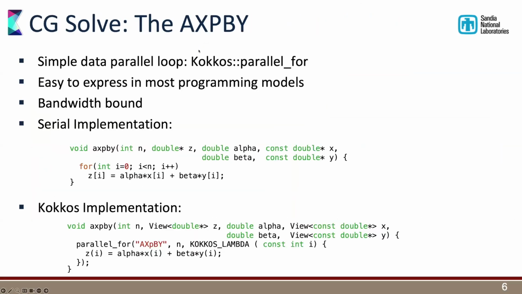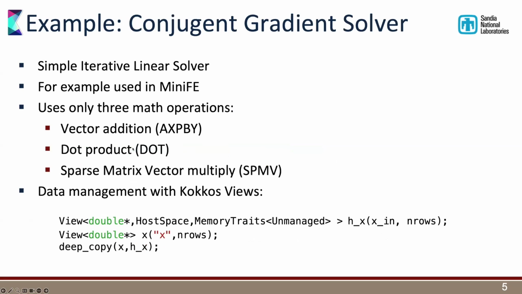To give you an idea what this looks like, I'm going to go through a quick example: a conjugate gradient solver. This is a simple iterative linear solver used in the MiniFE proxy application. It has three math operations, and we're only going to look at the first one, in the interest of time. We're going to look at this vector addition. Before that, we'll touch on the data management, and I'll go into more detail on this in a later slide.